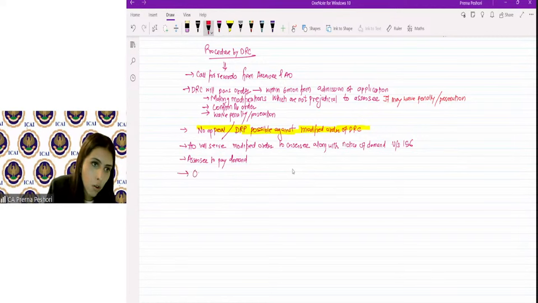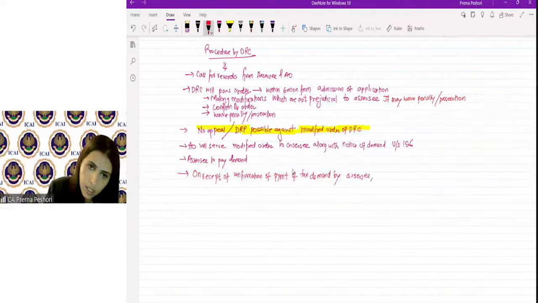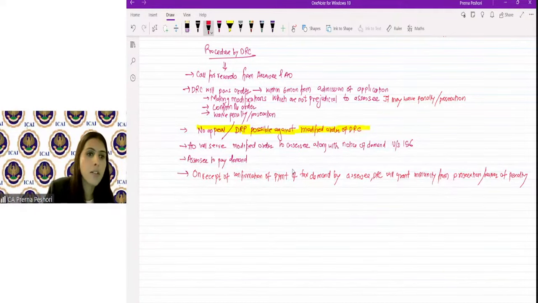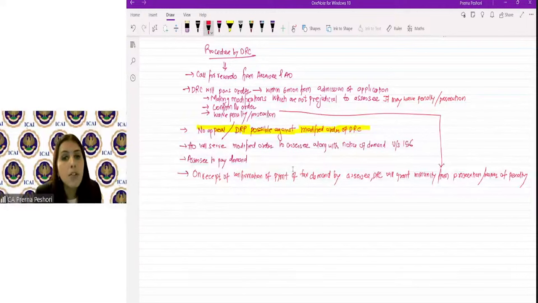This is very important. On receipt of confirmation of payment of tax demand by assessee, DRC will grant immunity from prosecution or waiver of penalty. So the waiver of the penalty or prosecution will only be granted on the payment of the tax demand. Are we clear? So DRC has the power to reduce or waive any penalty or prosecution.